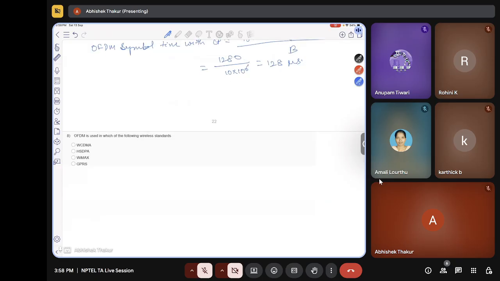The next question is: OFDM is used in which of the following wireless standards? So WCDMA and HSDPA are used in 3G, GPRS is used in 2G. So WiMAX is the correct answer. Okay.